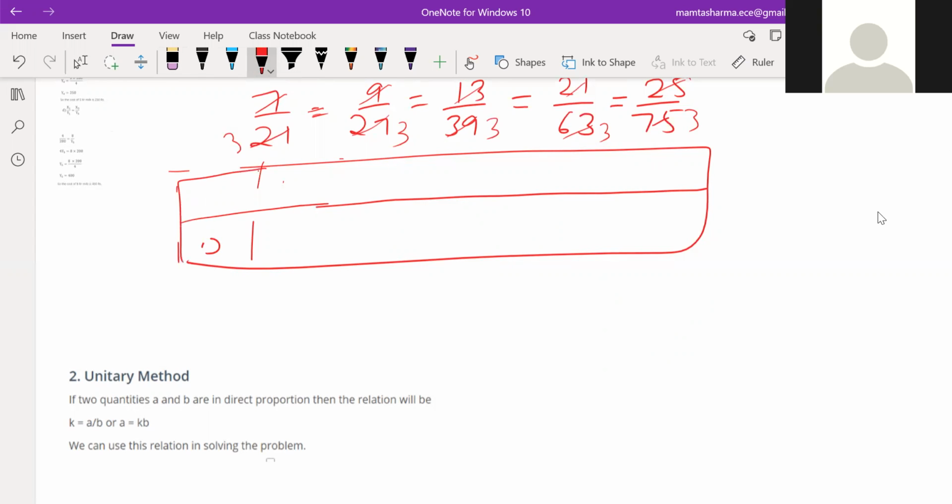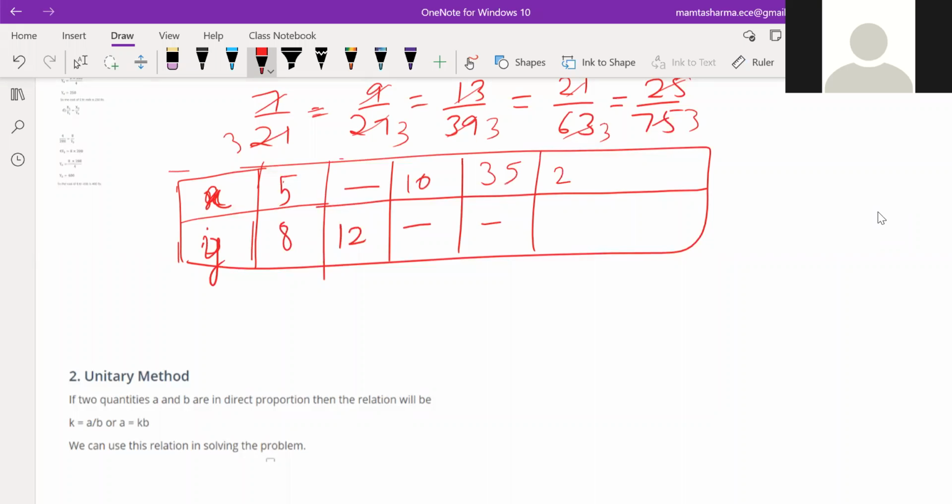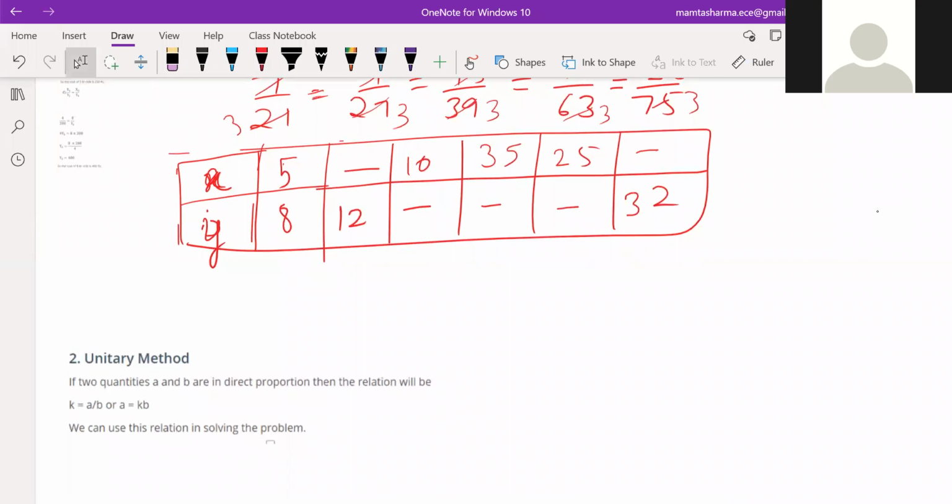The question says to complete the following tables given that X varies directly as Y. So the second one, this 5, 8, dash, 12, this one? Yes, ma'am. Okay. In the question it is asked to complete this table. X and Y are given: 5, 8, dash, 12, 10, dash, 35, dash, 25, dash, dash, 32. Actually, this is simple. The same method you have to apply. Take the ratio. 5 by 8 should be equal to dash by 12.